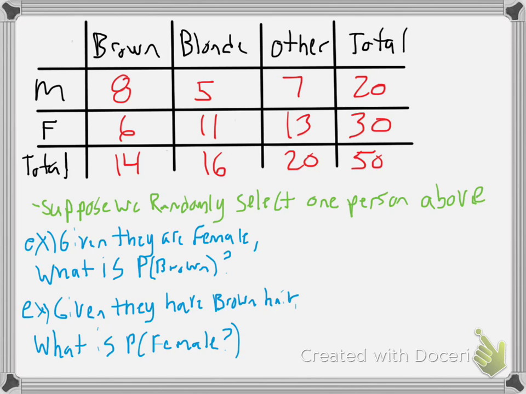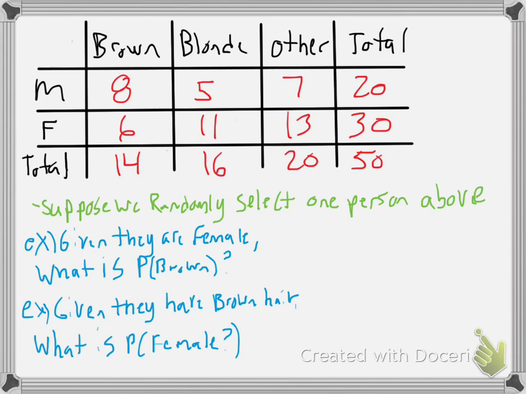Okay, now we're going to do a couple conditional probabilities from this table. This is the same table I used in 5.2. Say we had 50 total students and we just clocked whether they're male or female and what color hair they had. Suppose we randomly select one person from this table above, one out of these 50 people.